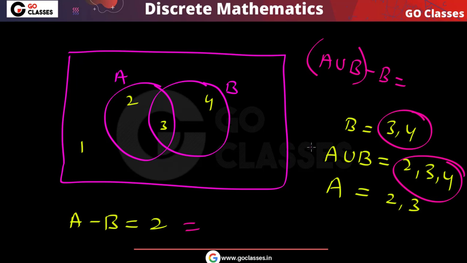This is A union B. From this you remove the area of B. From this A union B, you remove the area of B. Then what will you get? You will get the area 2.